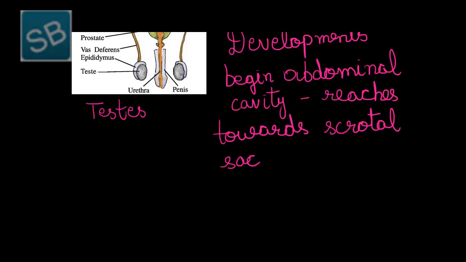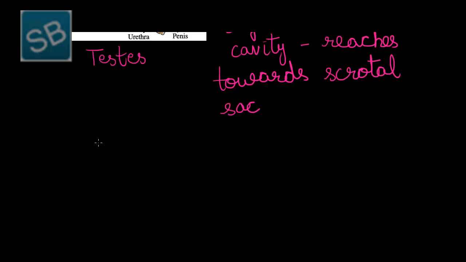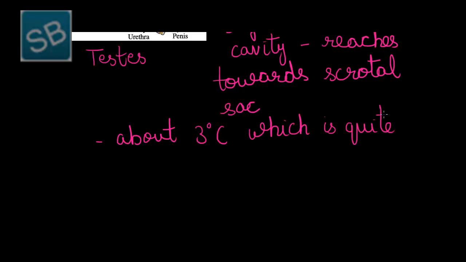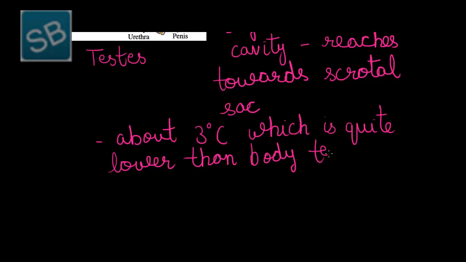The temperature of the scrotal sac is generally about 3 degrees Celsius lower, which is quite lower than the entire body temperature. It is because of this low temperature that spermatogenesis within males can be executed. That is, it helps in carrying out the spermatogenesis process.